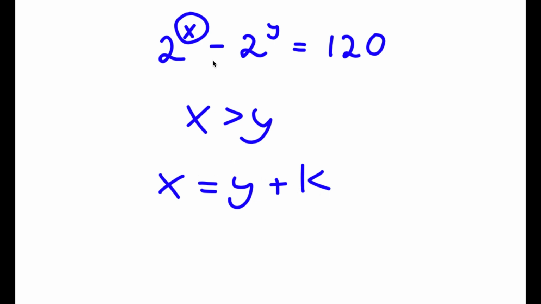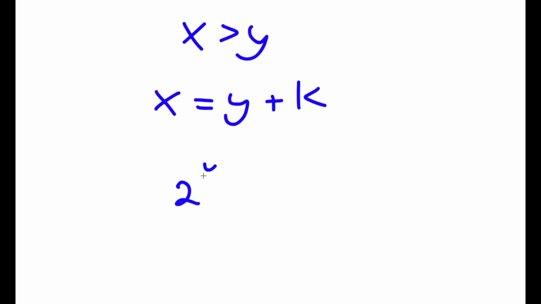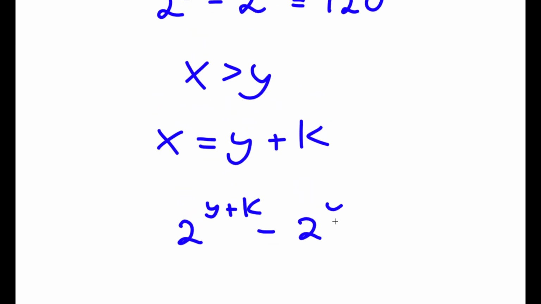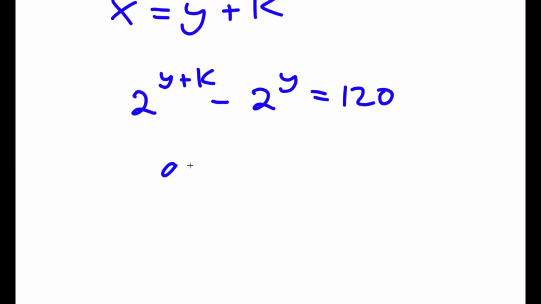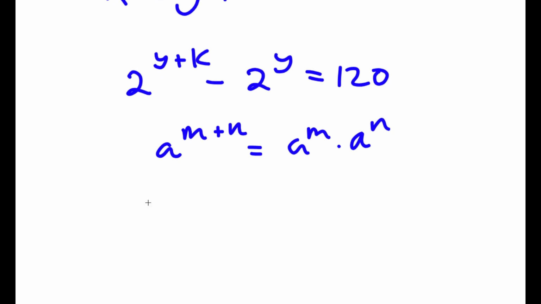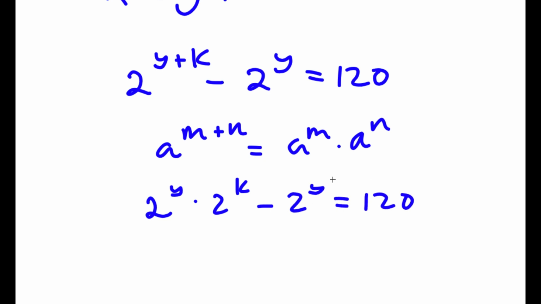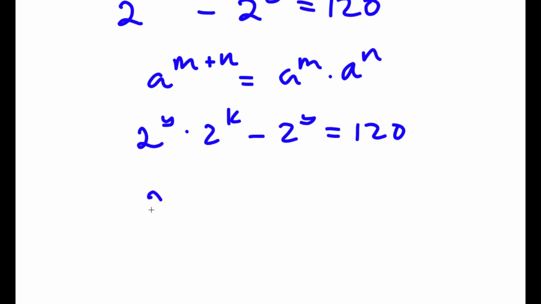So now I'm going to replace x with y plus k. So now I have 2 to the power of y plus k minus 2 to the power of y is equal to 120. Now if I have something in the form a to the power of m plus n, this is equal to a to the power of m times a to the power of n. So 2 to the power of y plus k, that's going to equal 2 to the power of y times 2 to the power of k minus 2 to the power of y is equal to 120. Now if I factor out 2 to the power of y, I get 2 to the power of y times 2 to the power of k minus 1 is equal to 120.